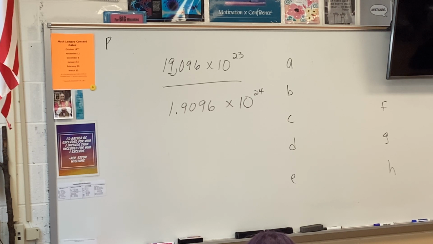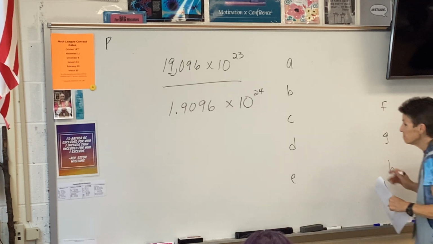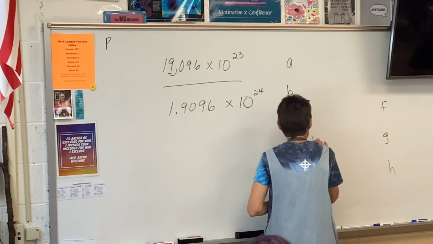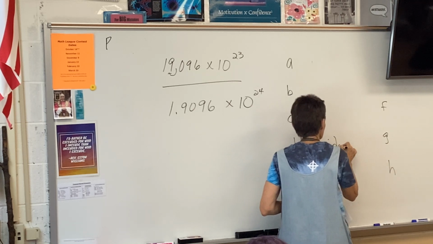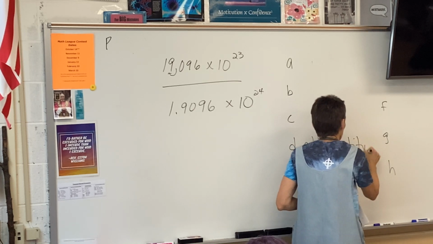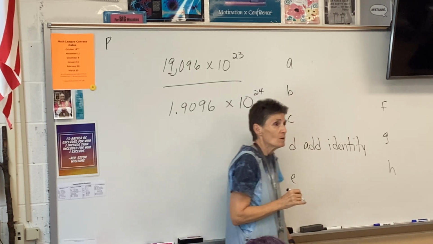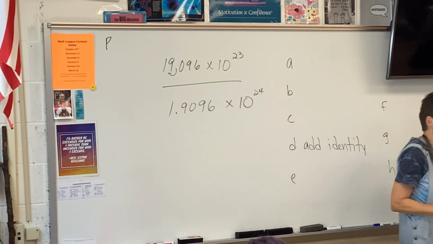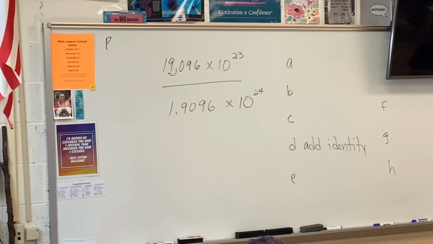Is D just addition? Well, it is a property of addition. D is actually called the additive identity. Why is it called that? Well, what happens when you add 0? Nothing. You get the same thing back, the identical thing back. When you do something and it doesn't change the answer, it's an identity.